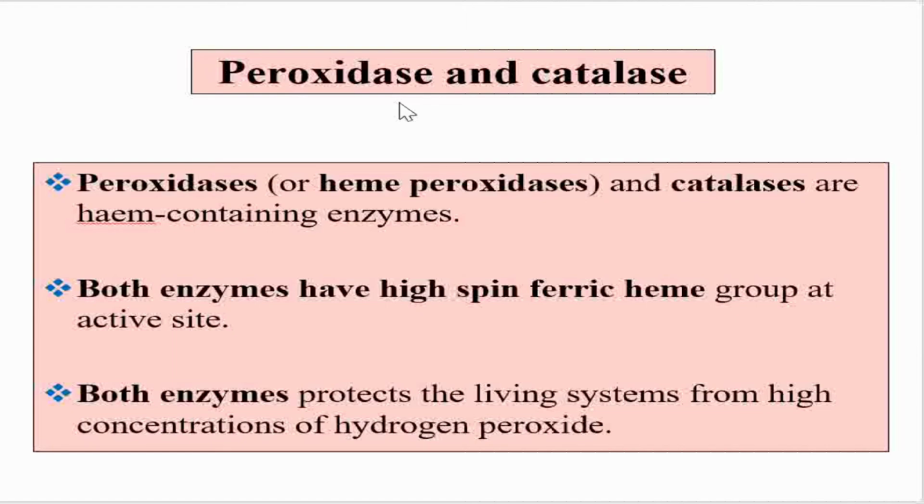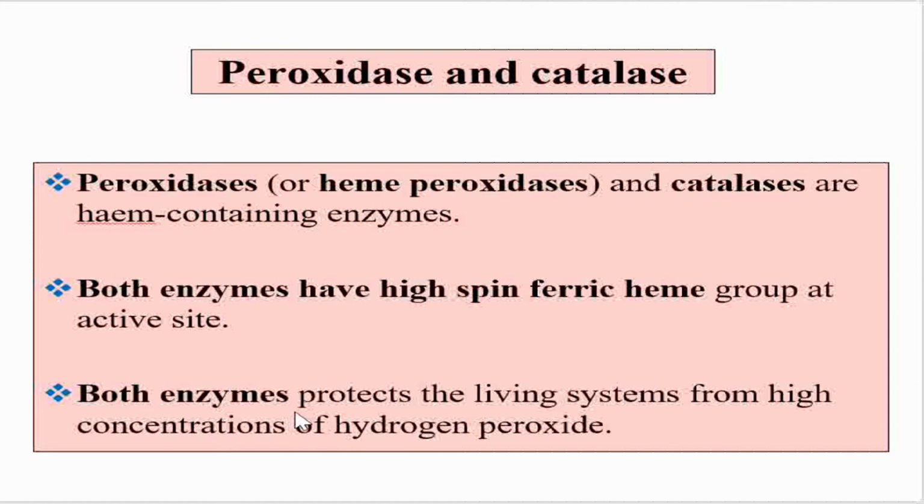So, peroxidase and catalase are enzymes. They are heme based enzymes, so these are also under the category of heme proteins. Both enzymes have a high spin ferric heme group at the active site. So, iron three is the active site of the heme group of these heme proteins. Peroxidase is a heme protein and catalase is also a heme protein.